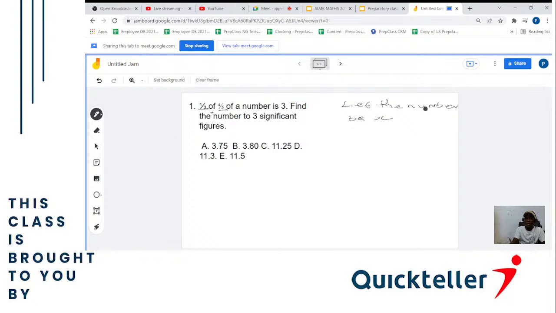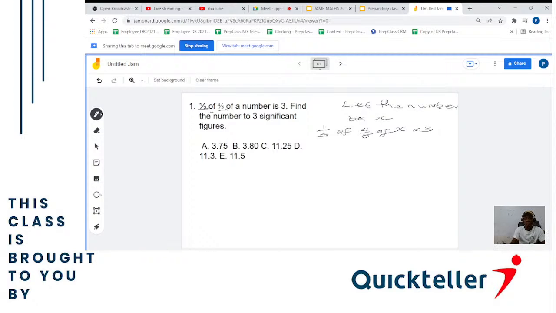So now let the number be x. We start the question again: 1 over 3 of 4 over 5 of a number. So we have 1 over 3 of 4 over 5 of the number. Let the number be x here. So we have x, and we are told that the result is 3. So that is giving us 3 here.